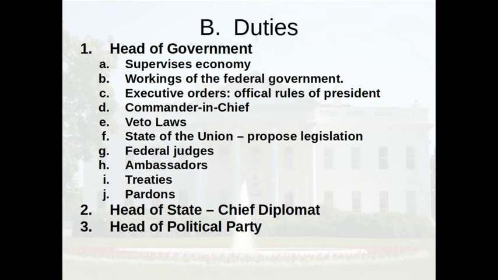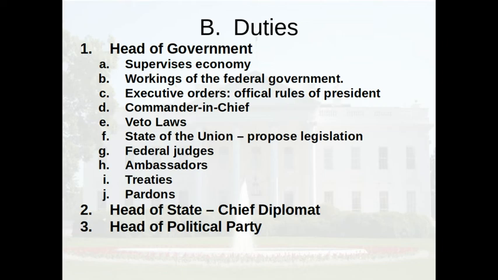And so as the head of government, he does all kinds of things. Supervises the economy. He's in charge of all the federal government employees. All kinds of things. The president is also the head of state, which means they are the chief diplomat. In other countries, this is a separate person. It is sometimes a president, it is sometimes a king or queen. But usually the two, head of government and head of state, are not the same. But in the United States, it is the same person.